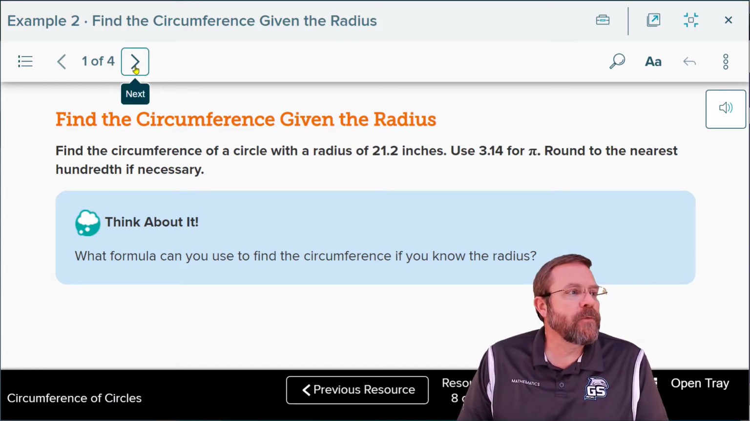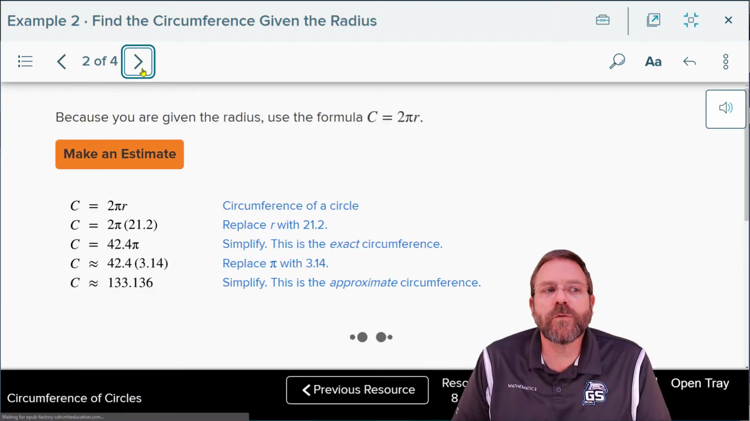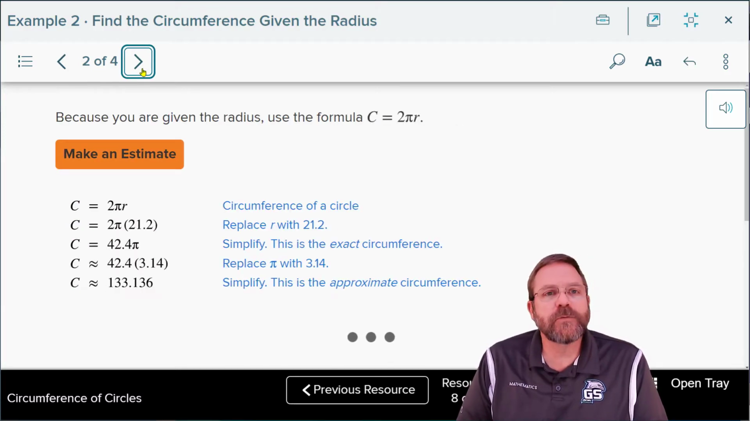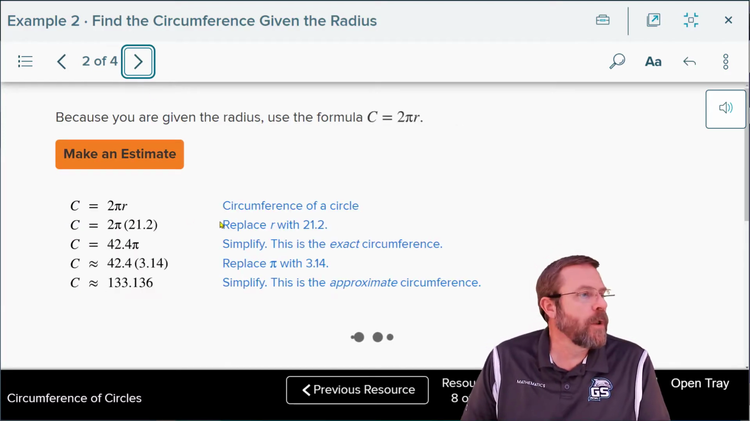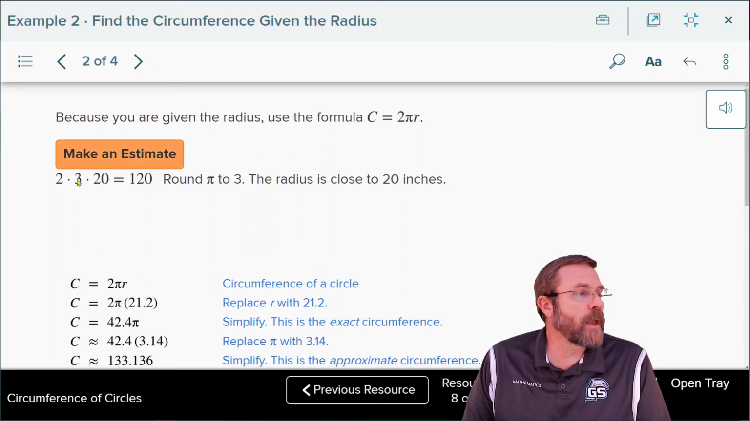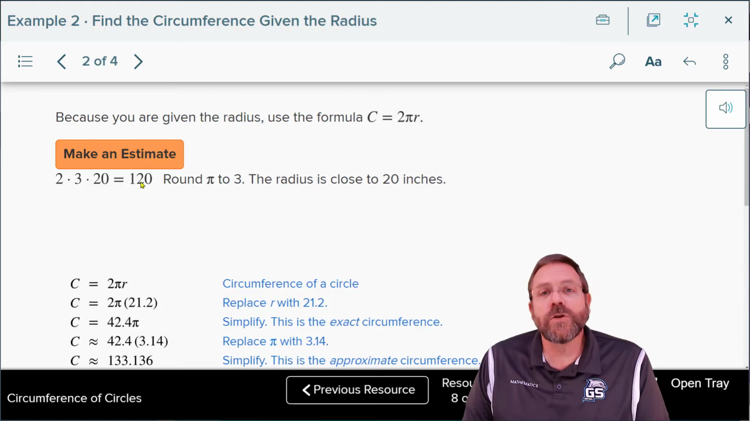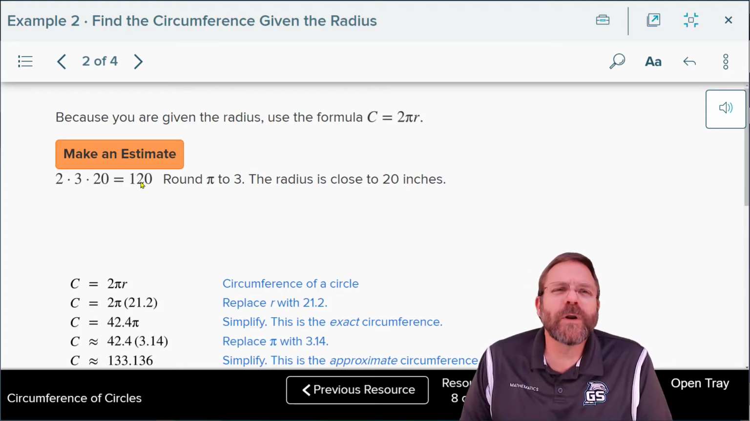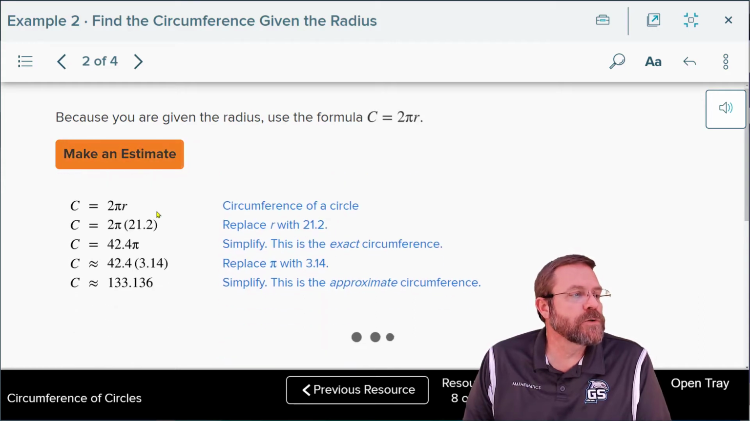Now, because they give us a radius, we're going to need to use the radius formula. And you can see they've shown you the radius formula there, which is 2 times pi times radius. Of course, it's a good idea to make an estimate before you do that. So they estimated pi to be 3, and they estimated the radius to be 20. So 2 times 3 times 20 says that the answer you should get should be around 120. Not necessarily exactly that, but it should be close to it.